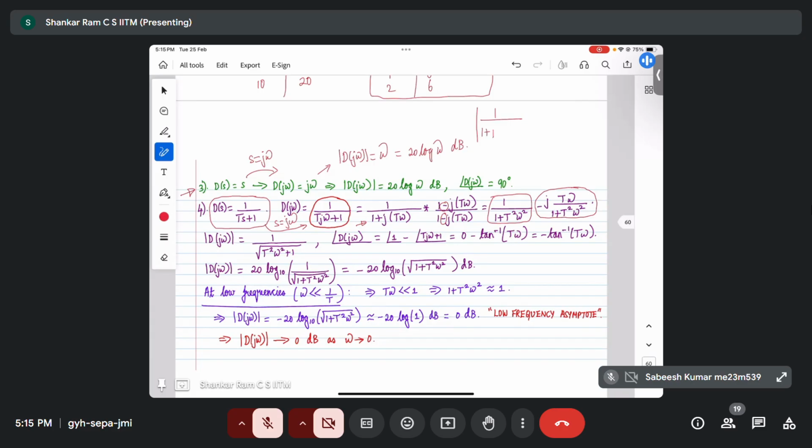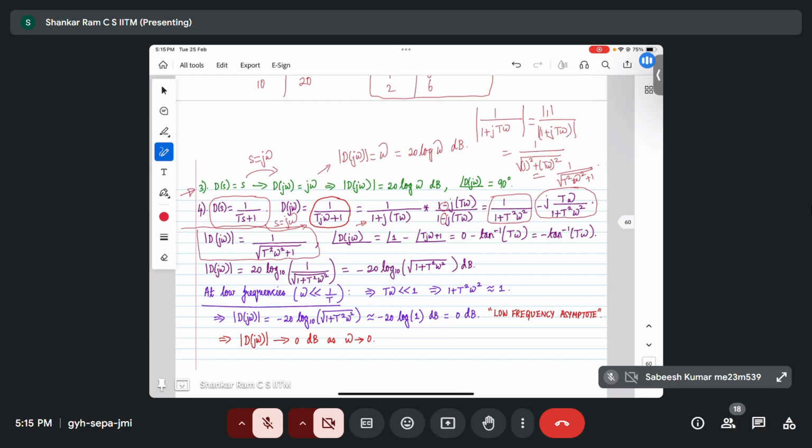So the magnitude of this factor is going to be the magnitude of the numerator divided by the magnitude of the denominator. What is the magnitude of 1? Magnitude of 1 is 1 itself. And what is the magnitude of 1 plus j t omega? It's going to be the square root of real part squared plus imaginary part squared. So that's how we get the magnitude of this function to be 1 divided by the square root of t squared omega squared plus 1. I hope it is clear how we got this expression.